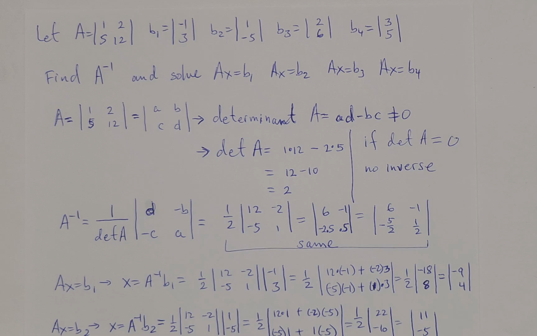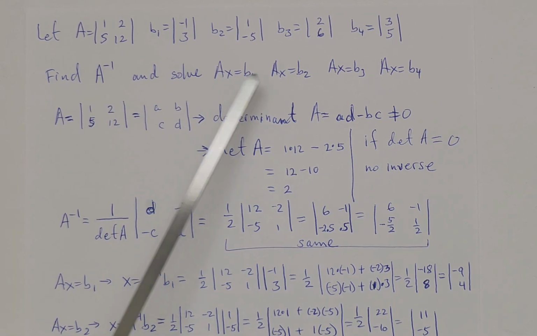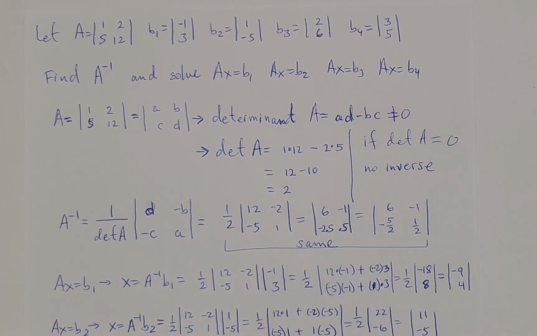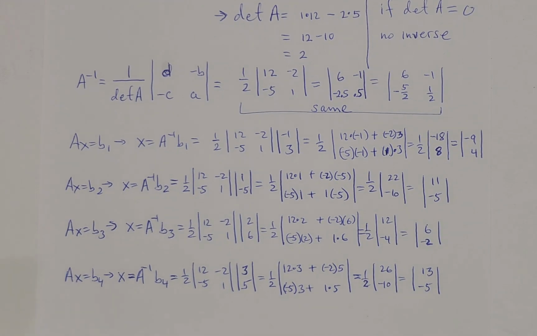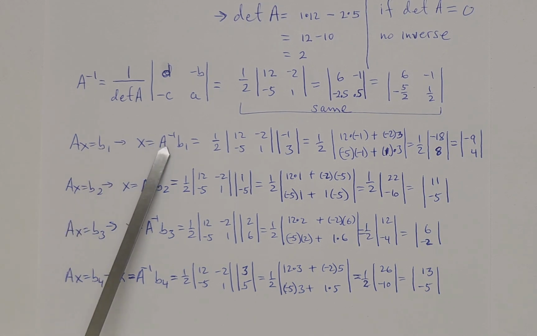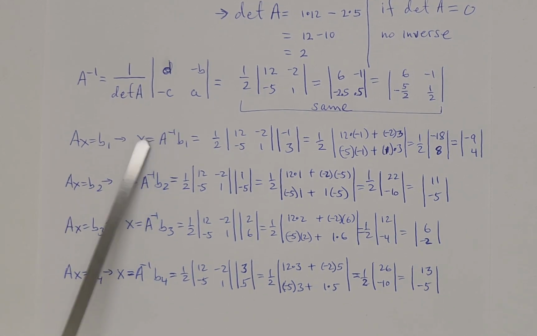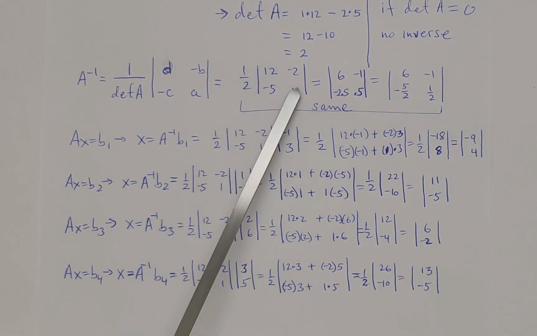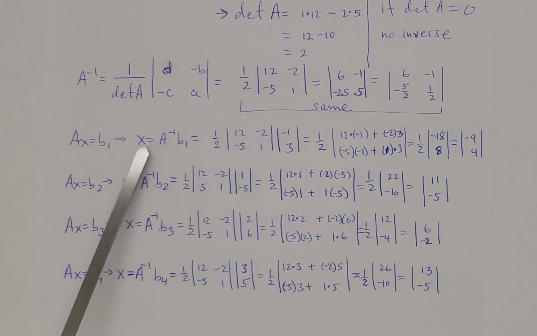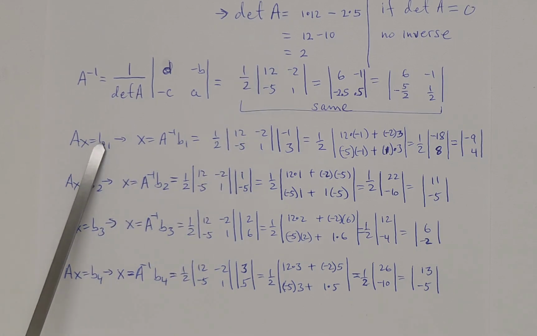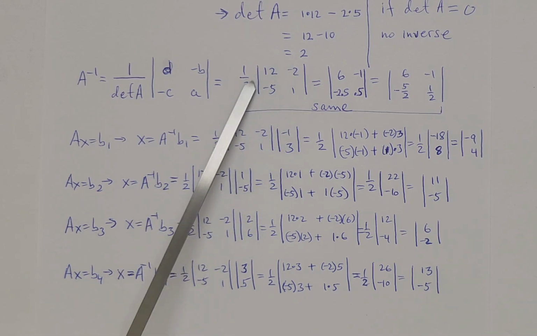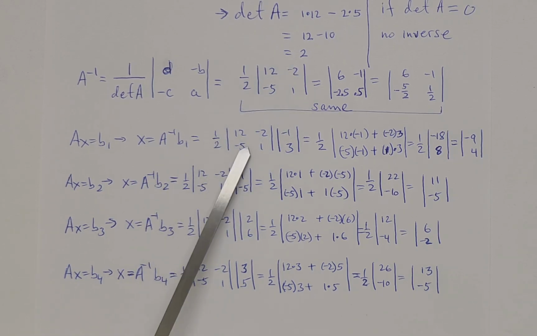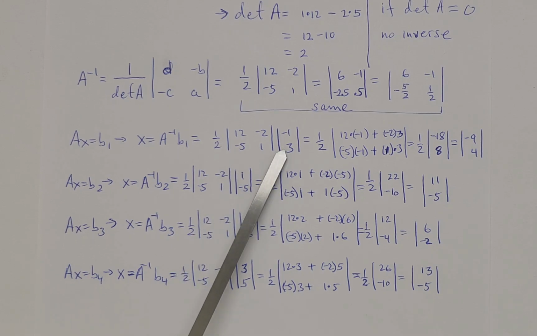Next, we need to find AX = B1, B2, B3, and B4. So let's move this up a little bit. For AX = B1, move the A over to the right side and it becomes A inverse. We already have the A inverse, so we just copy it down and then put the B1.